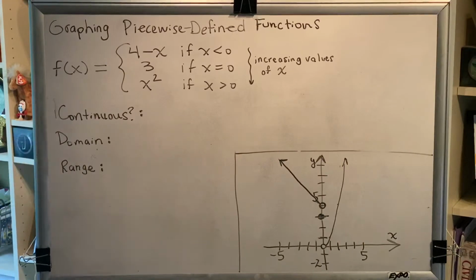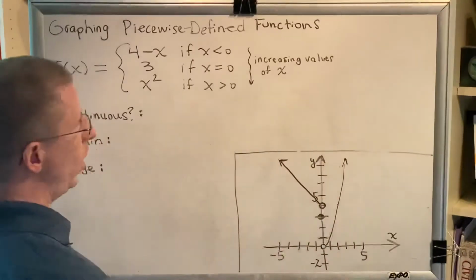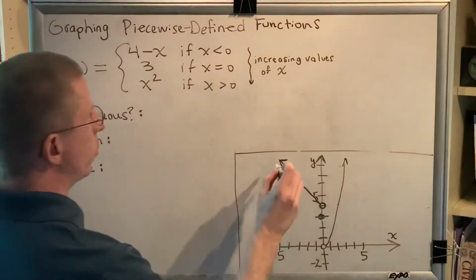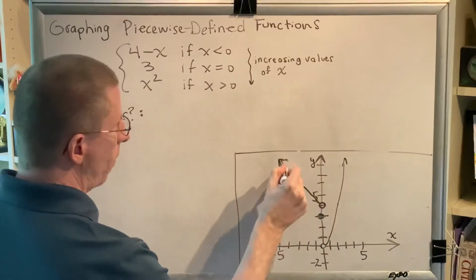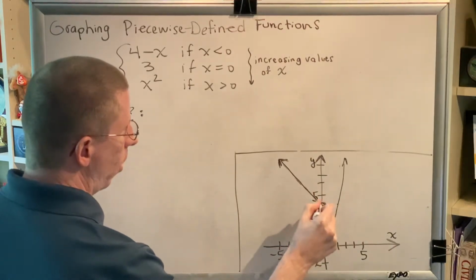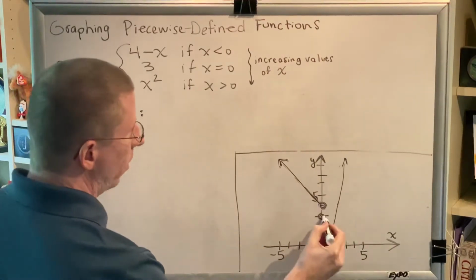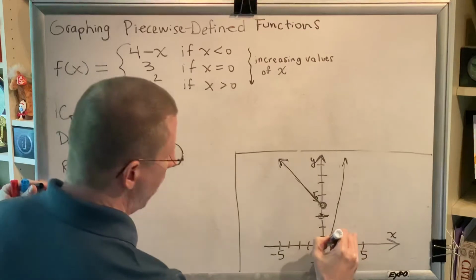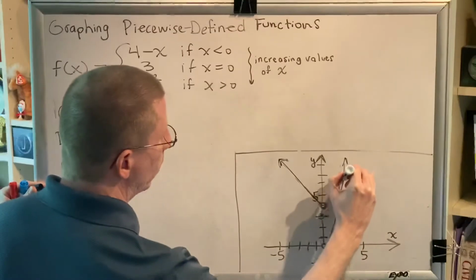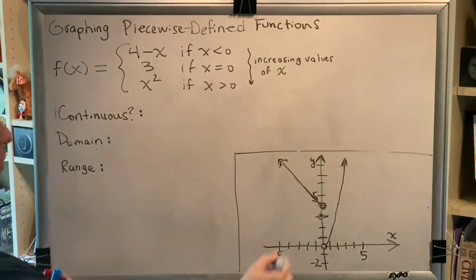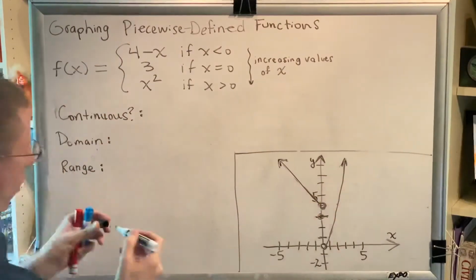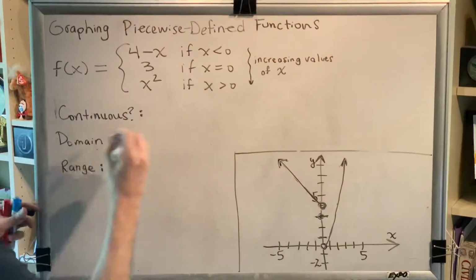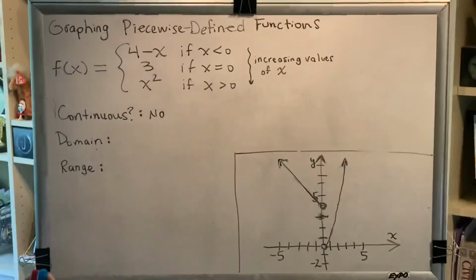Alright, so let's start with whether it's continuous. Can we draw this entire curve without picking up our marker? And let me be clear when I say the curve. The curve I'm referring to is this ray right here from the open dot all the way to the arrow, as well as this closed dot, as well as the part of the parabola that goes from this open dot and then towards up to the right and away, all the way up to infinity. Those three pieces. Can we draw all three of those pieces without picking up our marker? The answer is no. And for that reason, this graph is not continuous.